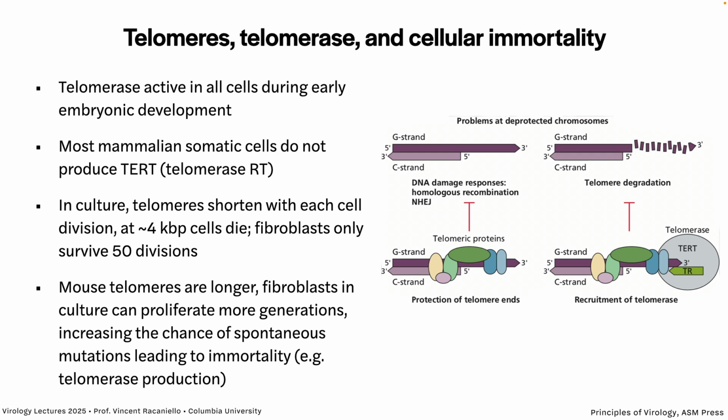And you're born with the length of chromosome ends that you're going to have the rest of your life. And most mammalian somatic cells do not produce telomerase. So that's why human cells die eventually in culture. With each cell division, the ends of the chromosome get shorter and shorter because of the end problem in DNA replication. The end gets shorter and shorter, and when it gets to about 4 kb, the cells die. That's why those human cells died in culture. Mouse telomeres are longer than human telomeres, so they can grow more generations.